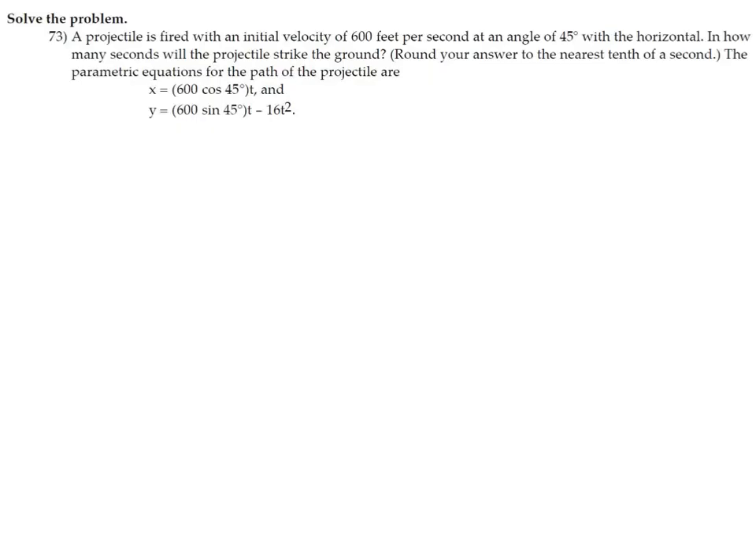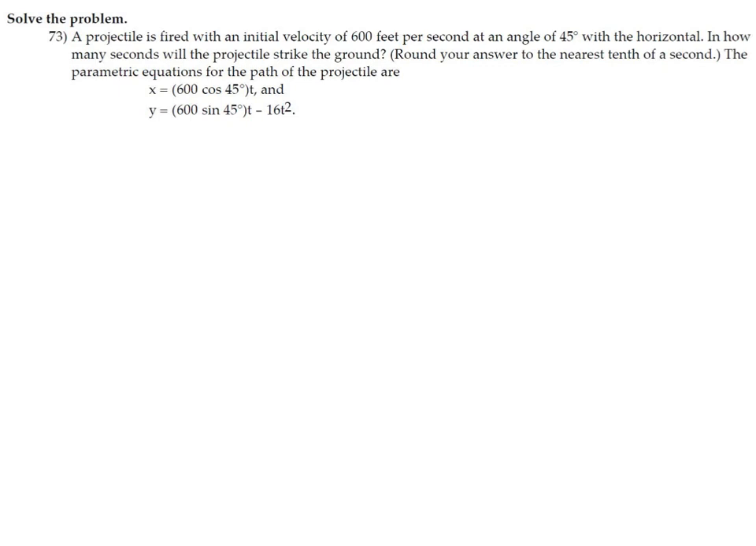Excellent. Solve the problem. A projectile is fired with an initial velocity of 600 feet per second at an angle of 45 degrees with the horizontal. In how many seconds will the projectile strike the ground? Round your answer to the nearest tenth of a second. The parametric equations for the path of the projectile are given as x equals 600 cosine 45 degrees t and y equals 600 sine 45 degrees times t minus 16t squared.